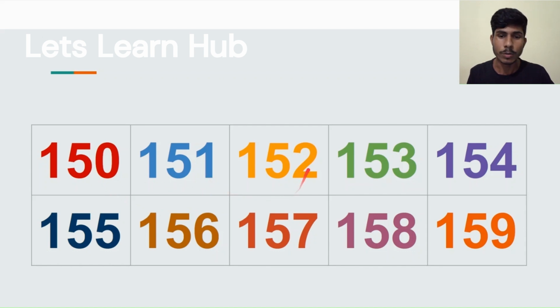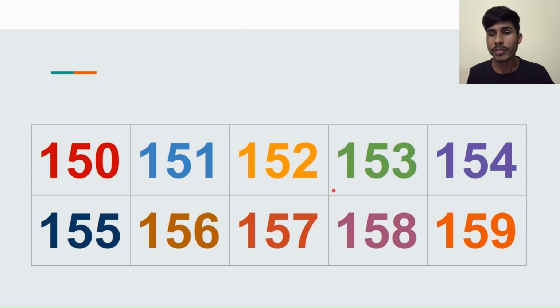From 1 to 2, we'll get 152. And again this 2 changes to 3, so we'll get 153. And we got 153 here, and we need to change this 3 now, so we'll get 154. And we need to change this 4 to 5 now, and we'll get 155. And we need to change this 5 to 6, so we'll get 156.